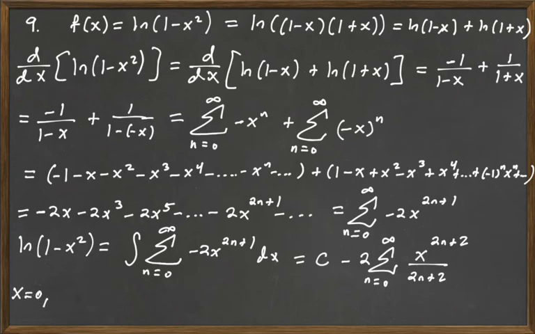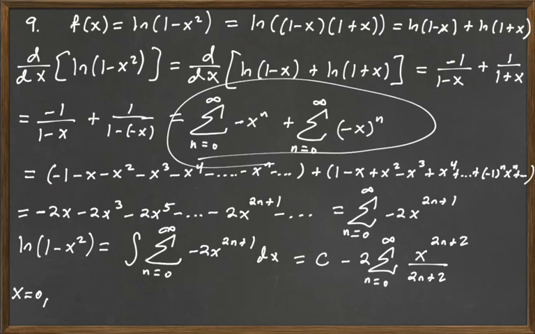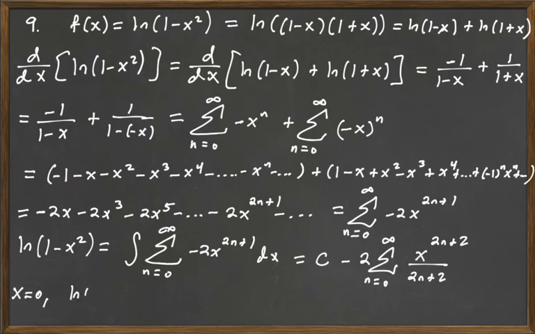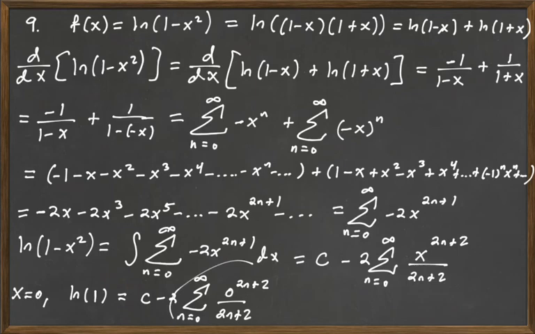So if x is equal to 0, by the way, in order for us to have these convergent power series, the x needs to be between negative 1 and 1. If x is equal to 0, then we have the natural log of 1, which is 0, and then c minus 2 times the sum n equals 0 to infinity of 0 to the 2n plus 2 over 2n plus 2. So that's all going to be 0, all of this right here. So we're going to have the natural log of 1 is equal to c, but the natural log of 1 is 0. And so this is going to tell us that c is equal to 0.